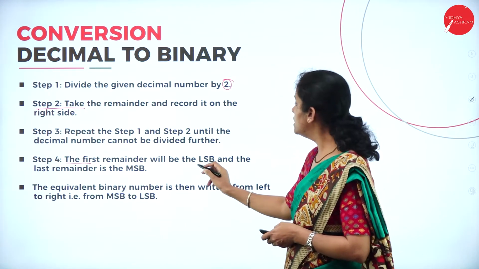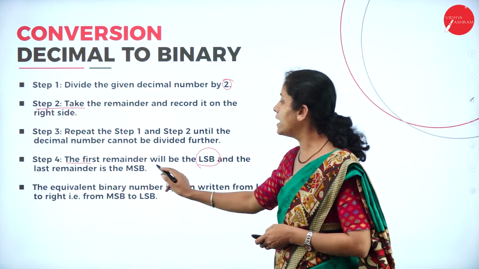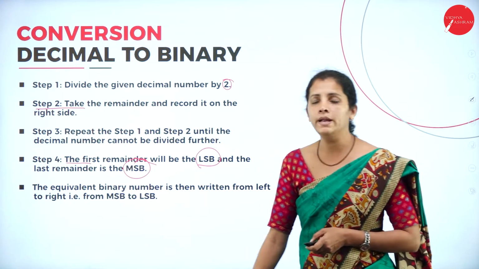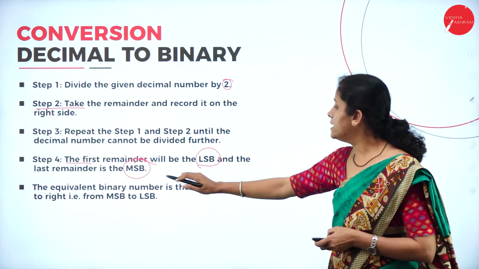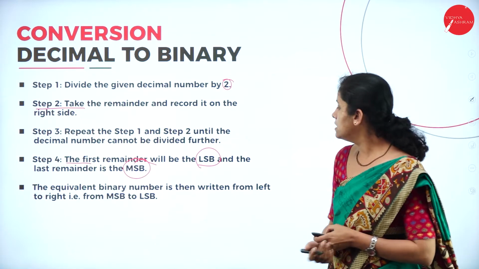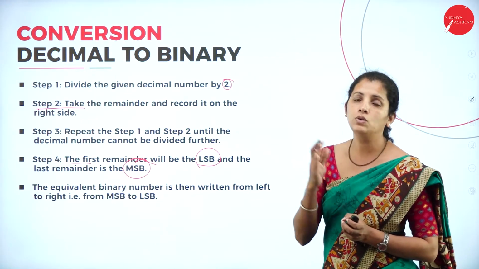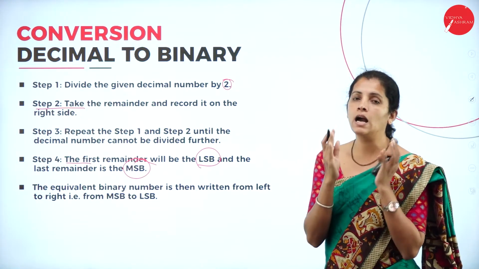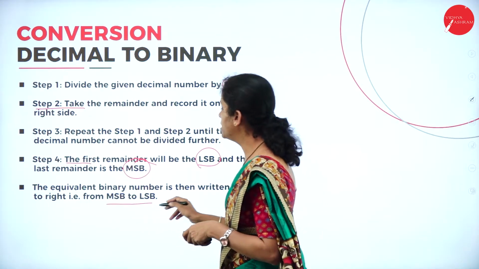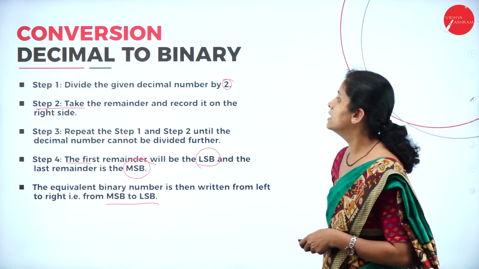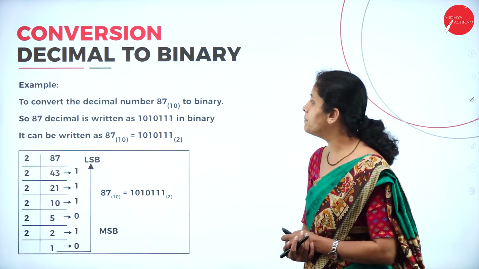So that is least significant bit and most significant bit, and the equivalent binary number is then written from left to right. So while writing, how am I going to write? Left to right, that is from MSB to LSB. Now let me consider the example here.